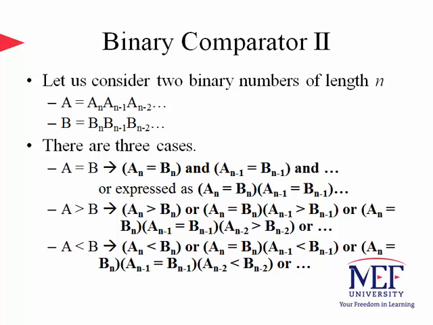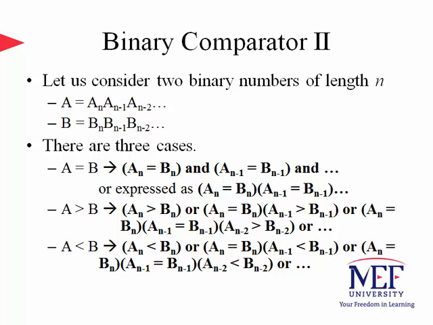So let us consider two binary numbers of n bits long. A is given by A sub n minus 1, A sub n minus 2, and so on, and B is given by B sub n minus 1, B sub n minus 2, and so on. There are three possible outcomes out of a comparison job: 1, A equals B; 2, A is greater than B; and 3, A is less than B.